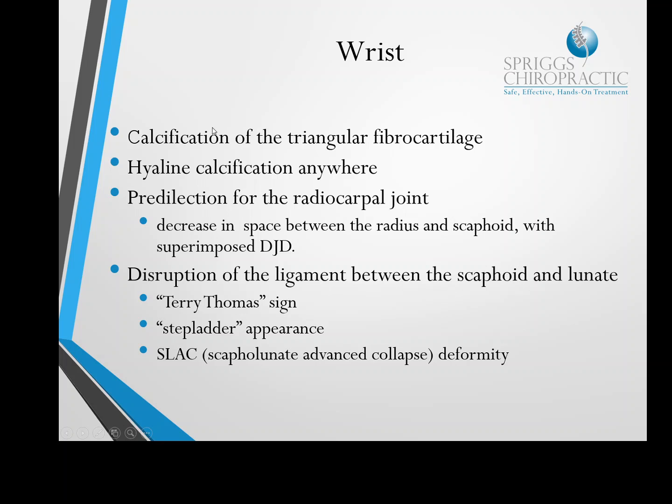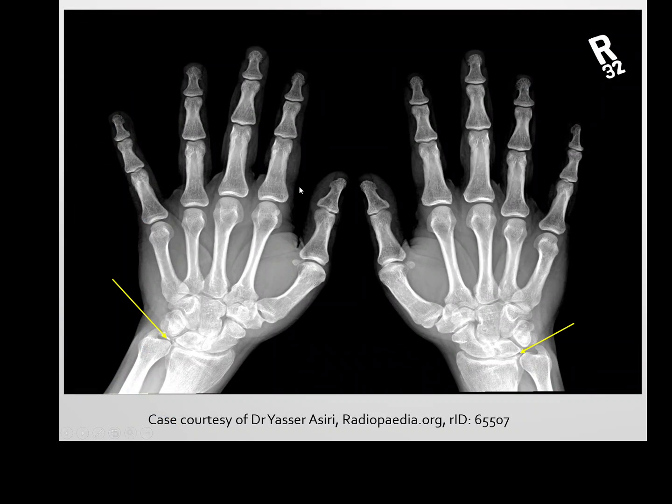In the wrist, commonly seen is calcification of the triangular fibrocartilage. Hyaline cartilage can be affected anywhere. It's got an affinity for the radiocarpal joint in particular, with decreased joint space between the radius and the scaphoid, and you'll also have the superimposition of degenerative joint disease as well. You'll also get disruption of the ligaments between the scaphoid and lunate, leading to what's called the Terry-Thomas sign, or the step ladder appearance as well. So I'll show an example of that in a moment.